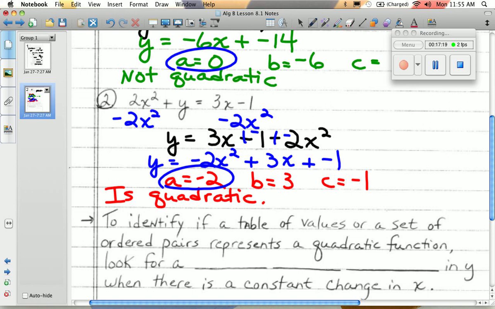Anybody think they know right now what direction it would open? Upside down. Why is it going to open upside down? Because it has a negative a value. Yeah. Can anybody tell me right now then, would there be a minimum or would there be a maximum?